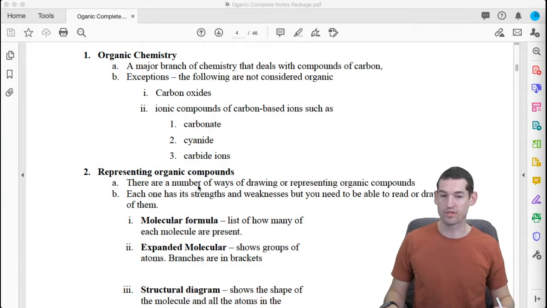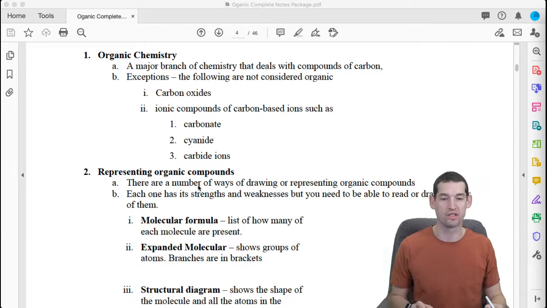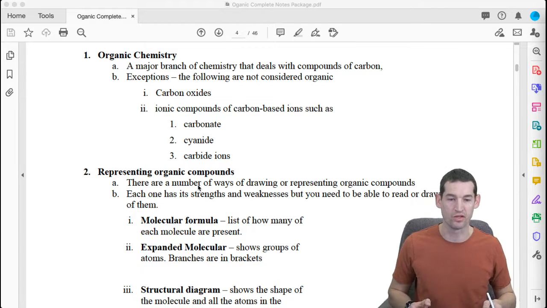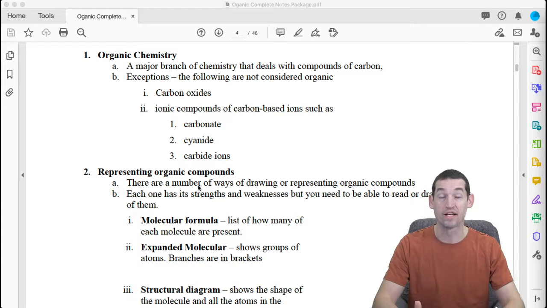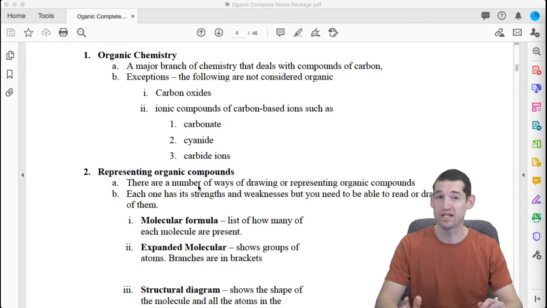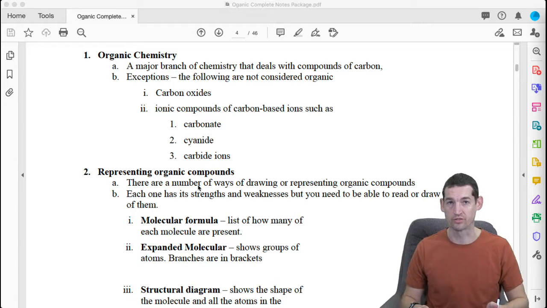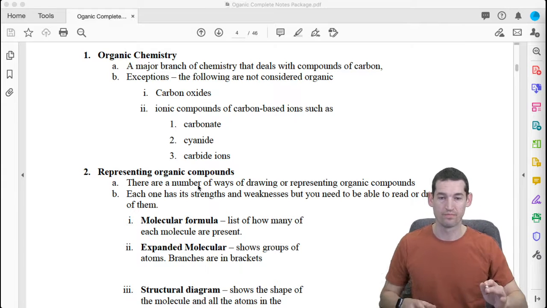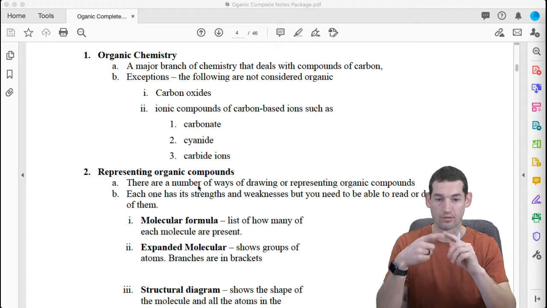So, up at the top, the definition that I've given you in your notes is that organic chemistry is a major branch of chemistry that deals with compounds of carbon. That's the first key. All of organic chemistry is based on carbon. So, underline that term, put a star by it, whatever you need to do. But if something doesn't have carbon in it, it's not organic, at least for the conditions of what we're talking about here for Chem 30. So, number one, it has to have carbon.